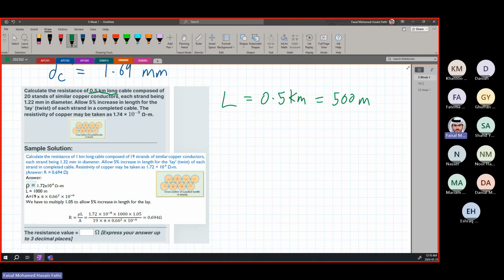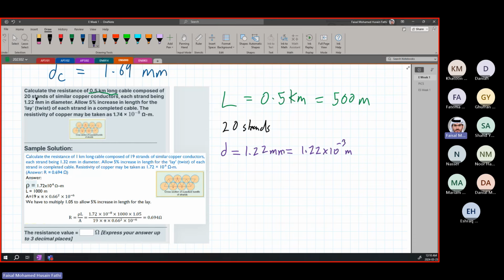Composed of 20 strands, which I'll talk about in a minute. It's strands actually, not stands, this is a typo. 20 strands of similar copper conductors, so they're all the same. Each strand being 1.22 millimeter in diameter. So the diameter is 1.22 millimeters, which is equal to 1.22 times 10 to the minus 3 meters.